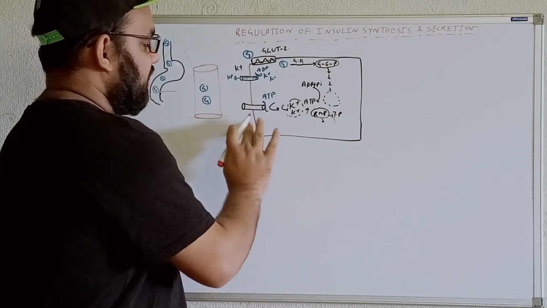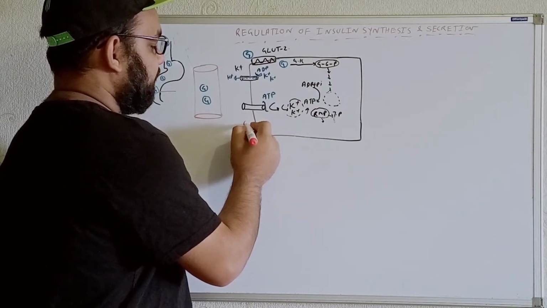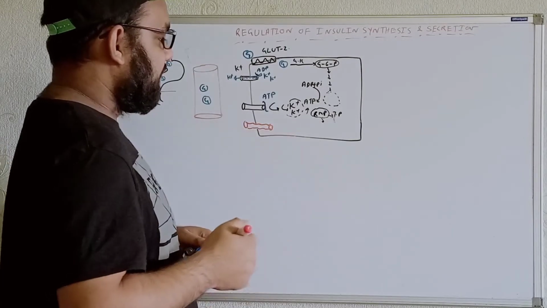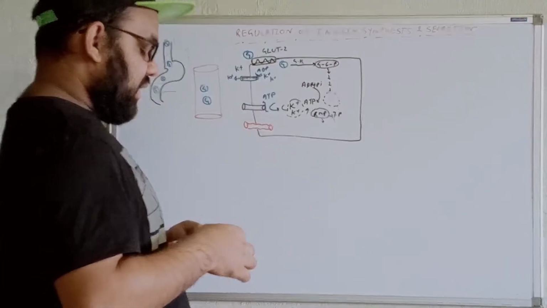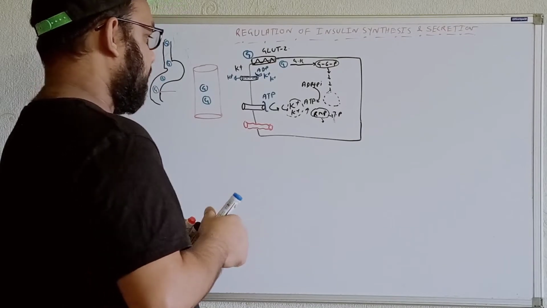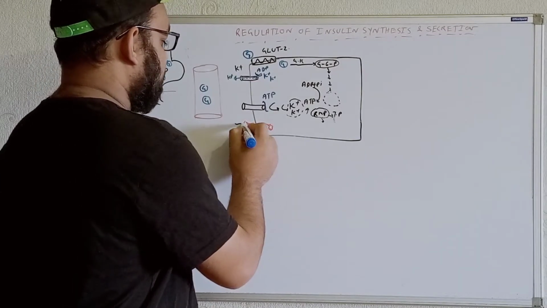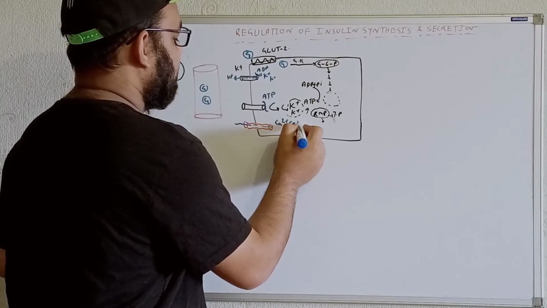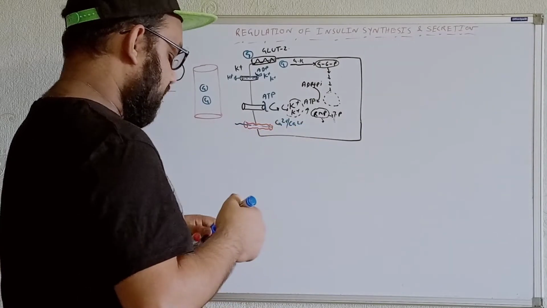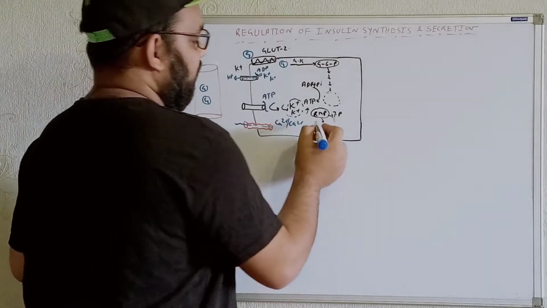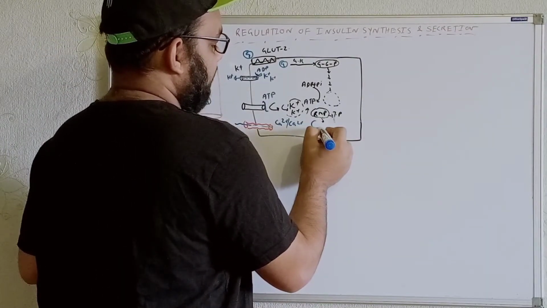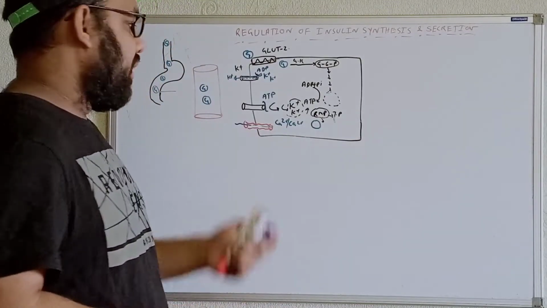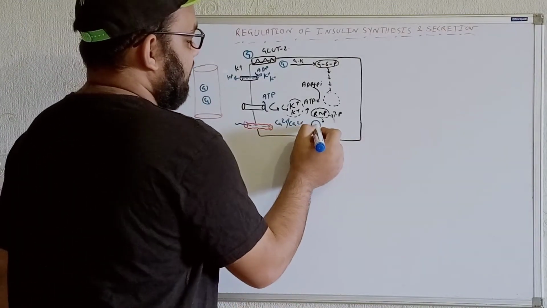The voltage sensitive calcium channel will be activated. Whenever it is activated, we will see the huge influx of what? Calcium. So we'll get the calcium within the cell. As I said to you before, within the beta cells we'll get some vesicles, and within the vesicles we'll get the insulin that is synthesized and stored.